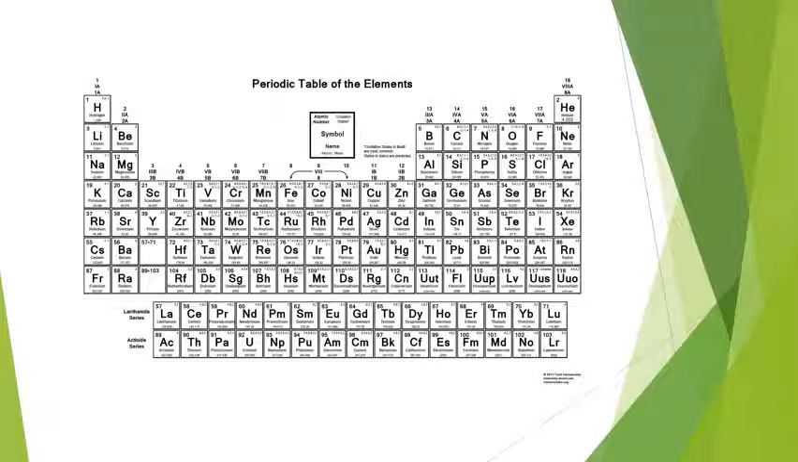Okay, so the one thing that you're going to notice is that it has numbers in the top right. Okay, and these numbers here are called oxidation states, which are going to be very similar to the charge of the most common ion.